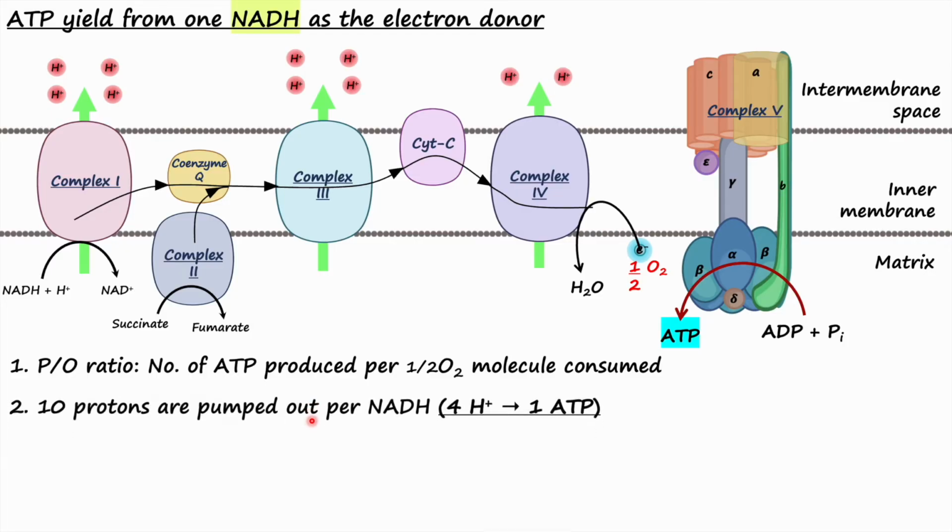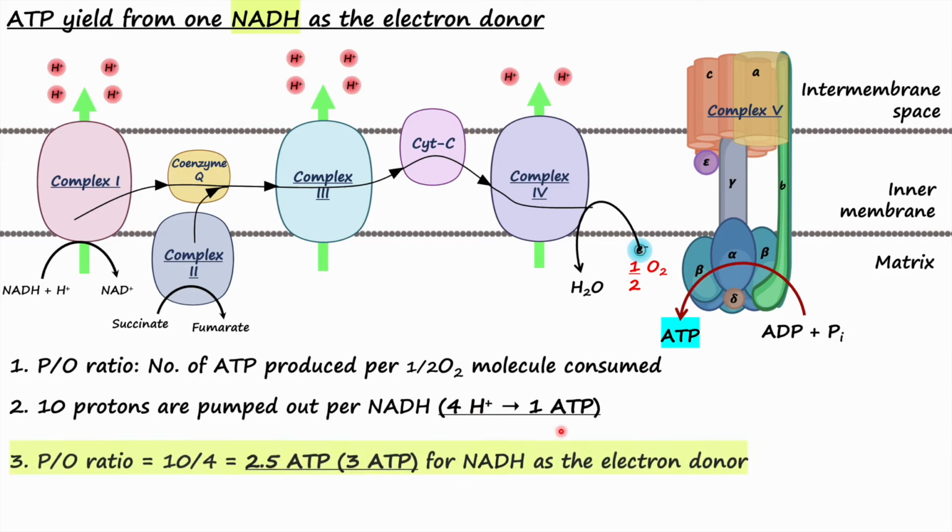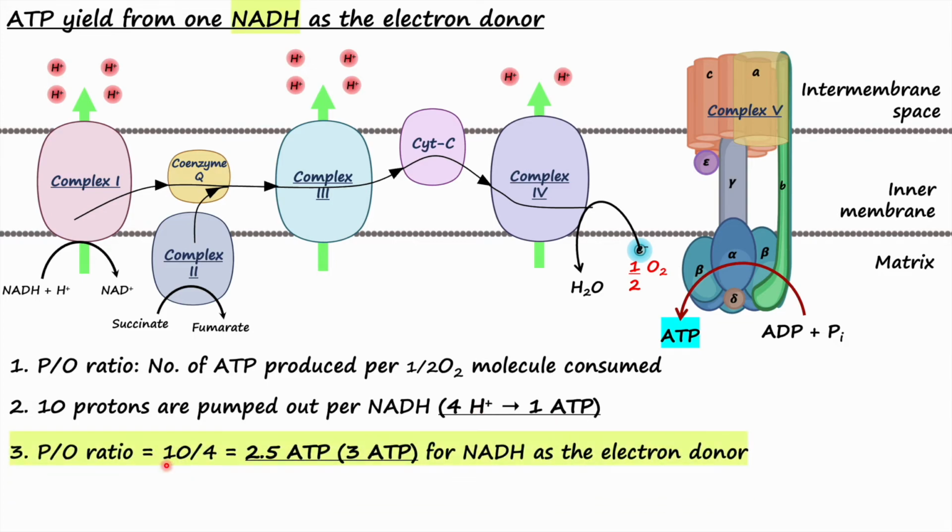So when one NADH is oxidized, basically there are 10 protons which are pumped out into the intermembrane space, and out of 10, 4 protons must be used to make one ATP. So if you take the ratio, 10 protons are pumped out and 4 protons are required to make 1 ATP, so that would give you 2.5 ATP. If you get rid of the decimal, it will give you 3 ATP. So that means 1 NADH gives you 2.5 or 3 ATP.